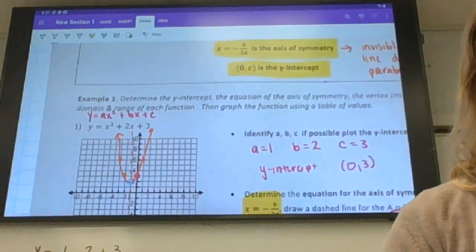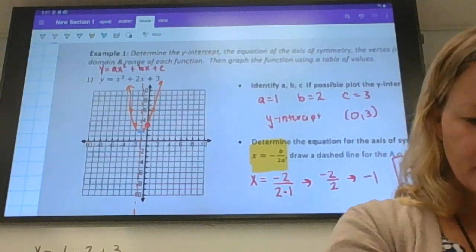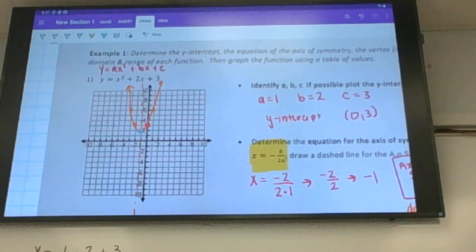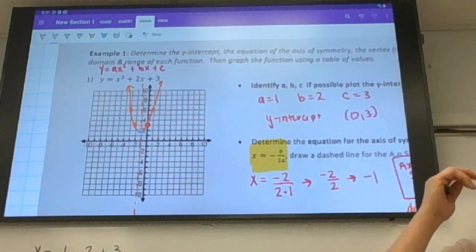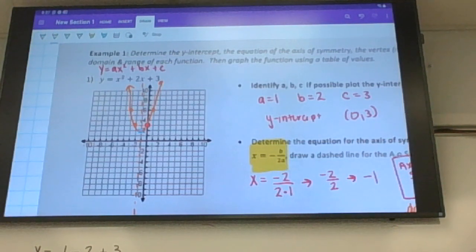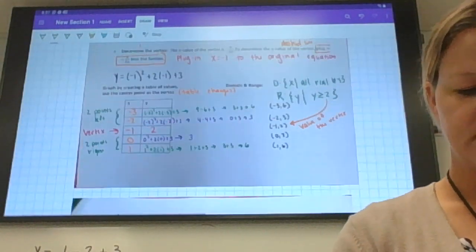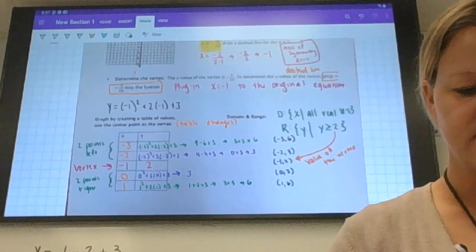Want some water? Water. Want some water? Does anybody want to take a picture of this?